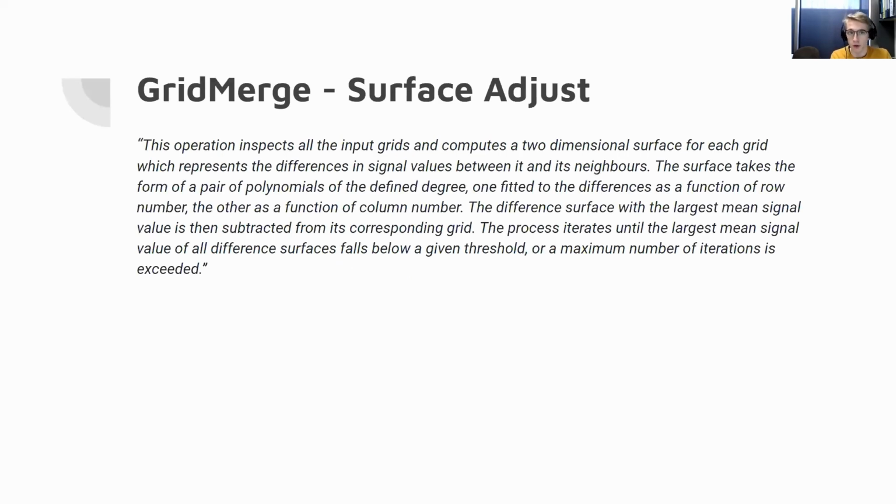This is the next tab for the surface adjustment. If you're curious to see how the back end works in terms of how the polynomials are fitted across all the grids, it calculates the difference between two grids and iteratively removes this difference and minimizes it so that a long wavelength is adhered to across the overlaps and across all the grids.